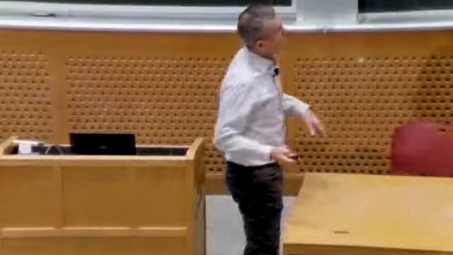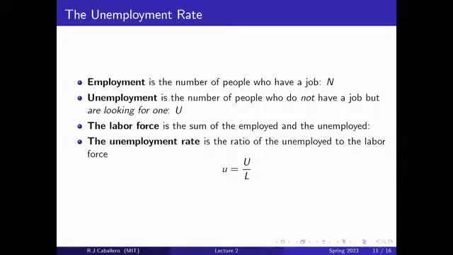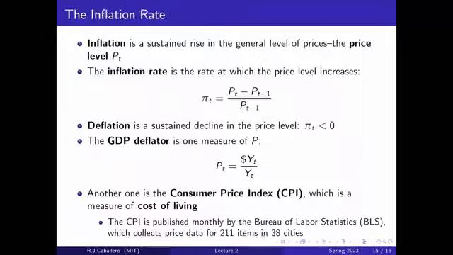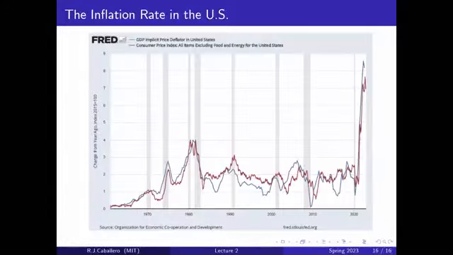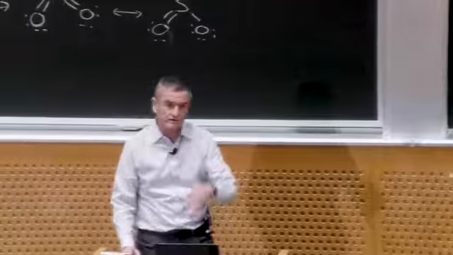Then we went through some definitions. The unemployment rate is the number of unemployed over the labor force, not population, that's important. We talked about the inflation rate as well. That's the rate of change of prices, and there are different prices in the economy. One of them is the deflator, the other one is the CPI, and so on and so forth. So that was the first lecture relevant for the quiz.